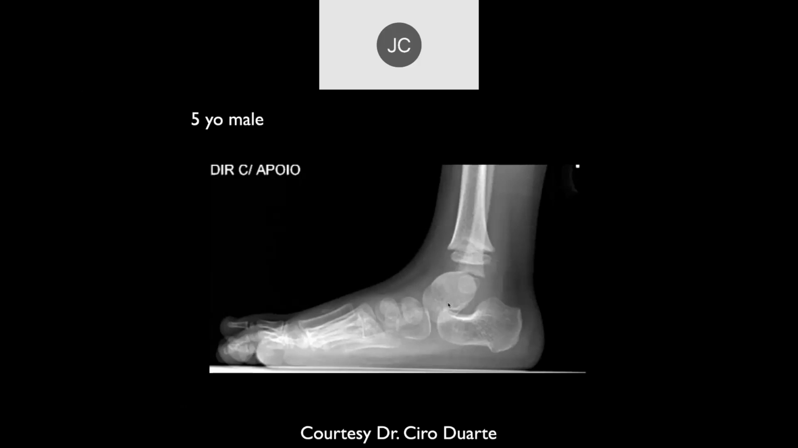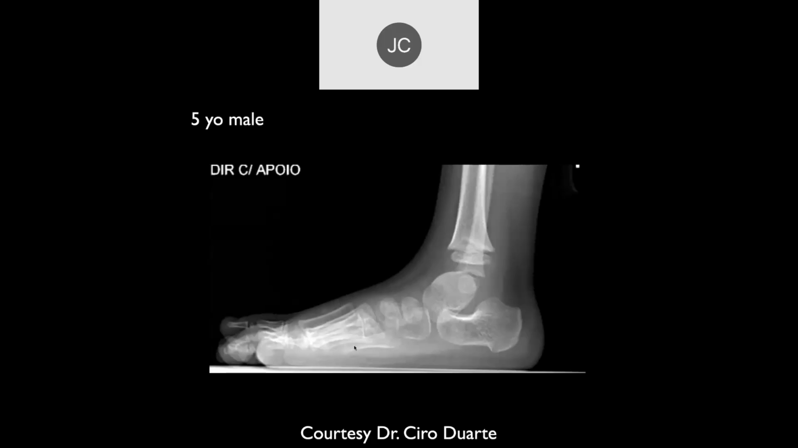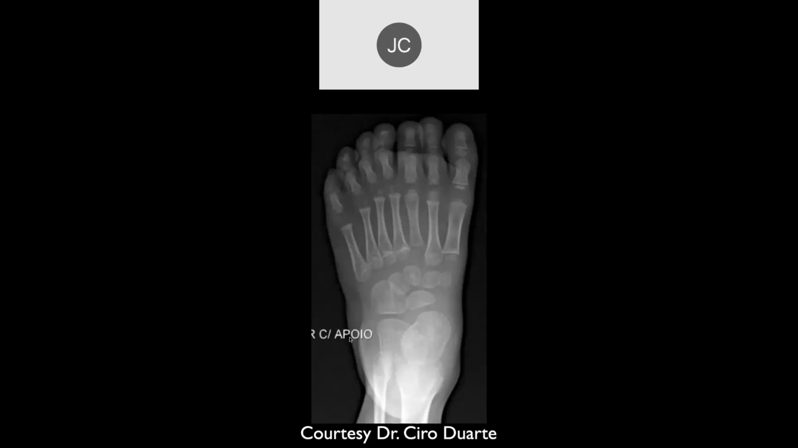Okay, 5-year-old male. Yeah, so I see a flat foot deformity. Kids can have that. Okay, let's go to another image. You didn't count all the metatarsals? No. Okay, this guy had a broad foot deformity. Let's see. Okay, this is polydactyly.